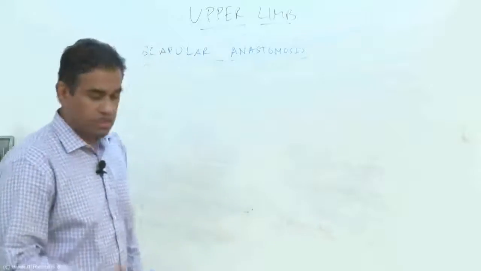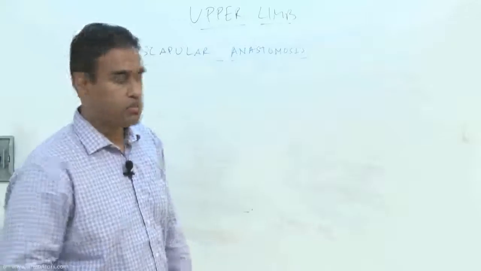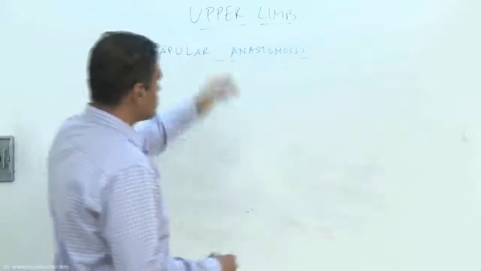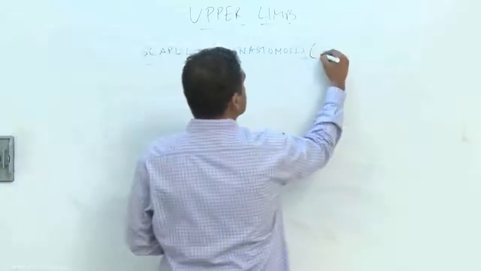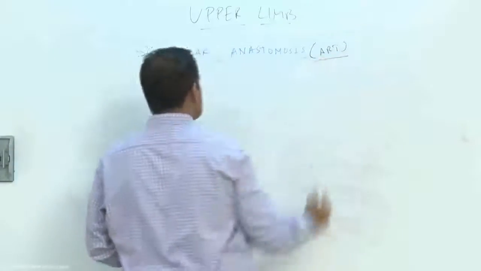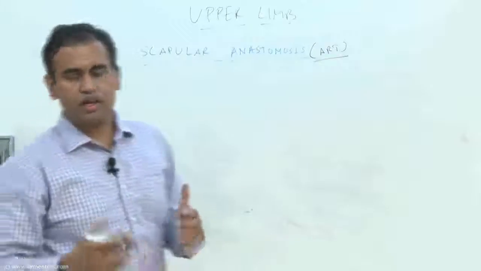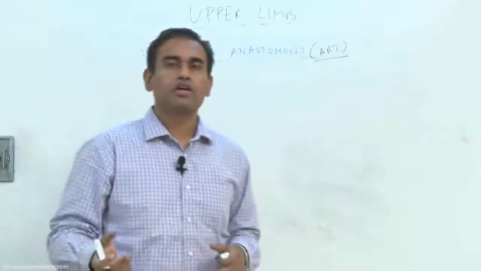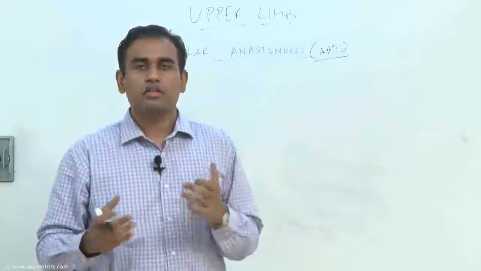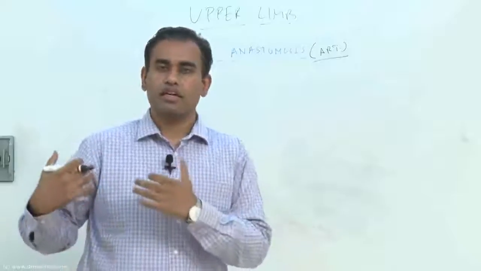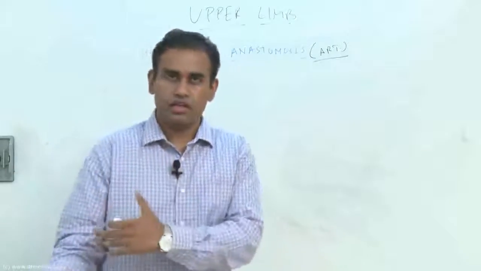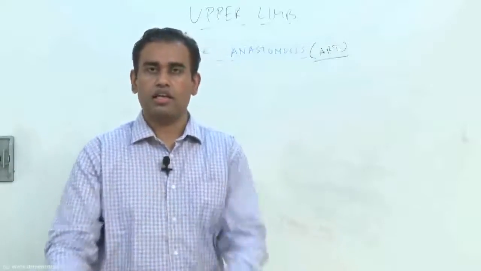So the next topic to understand over here is the scapular anastomosis, that is the anastomosis of arteries around the scapula. Now understand the arterial tree in the upper limb. The main artery that supplies our upper limb is our axillary artery, that continues into the brachial artery, and that continues into the radial and ulnar arteries.